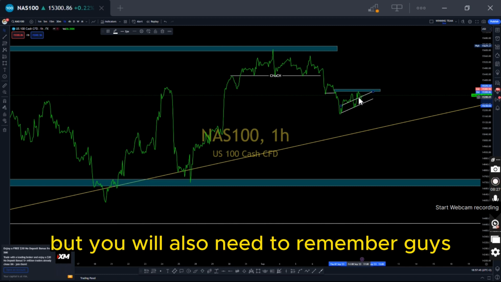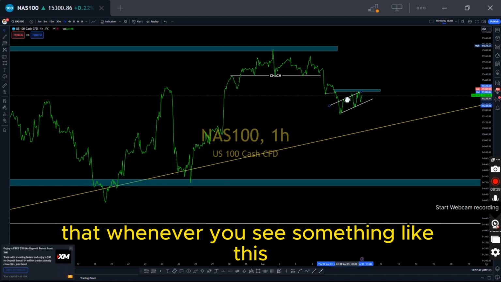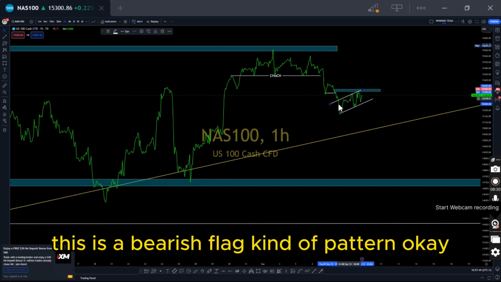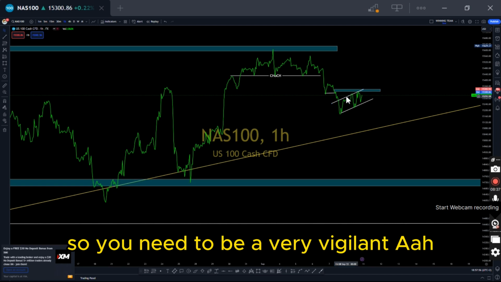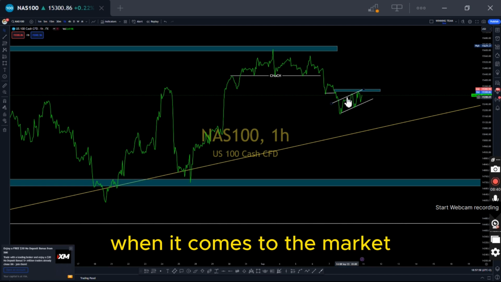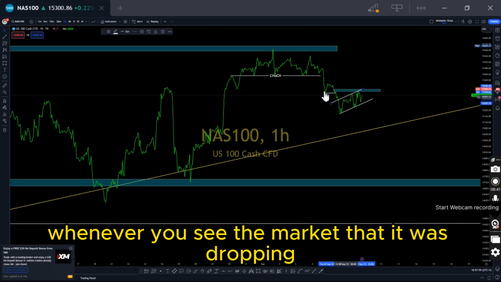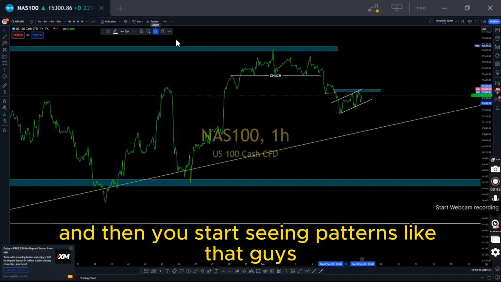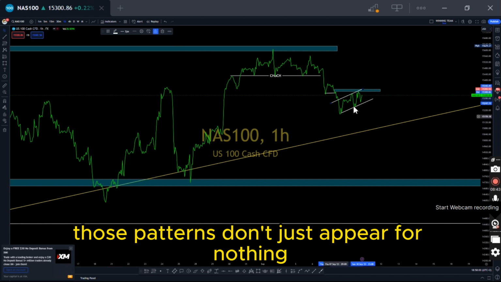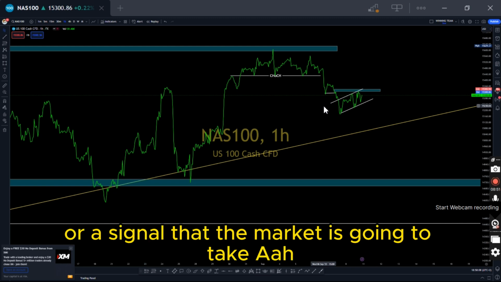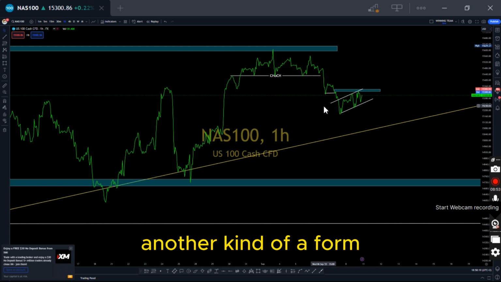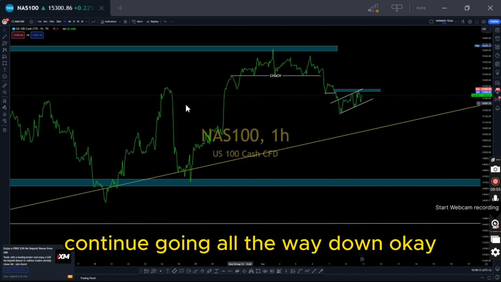But you will also need to remember, guys, that whenever you see something like this, it is a bearish flag kind of pattern. So you need to be very vigilant when it comes to the market. Whenever you see the market was dropping and then you start seeing patterns like that, guys, those patterns don't just appear for nothing. They are there to give you a clue or a signal that the market is going to take another form, continuing going all the way down.